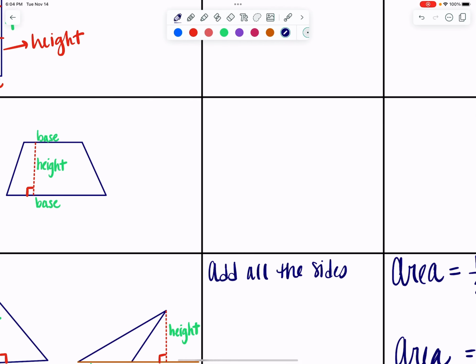Perimeter, we're going to add all the sides. Ms. Graham, why do we have to write that so many times? Because someone, regardless of how many times we write it, is still not going to know how to find perimeter.